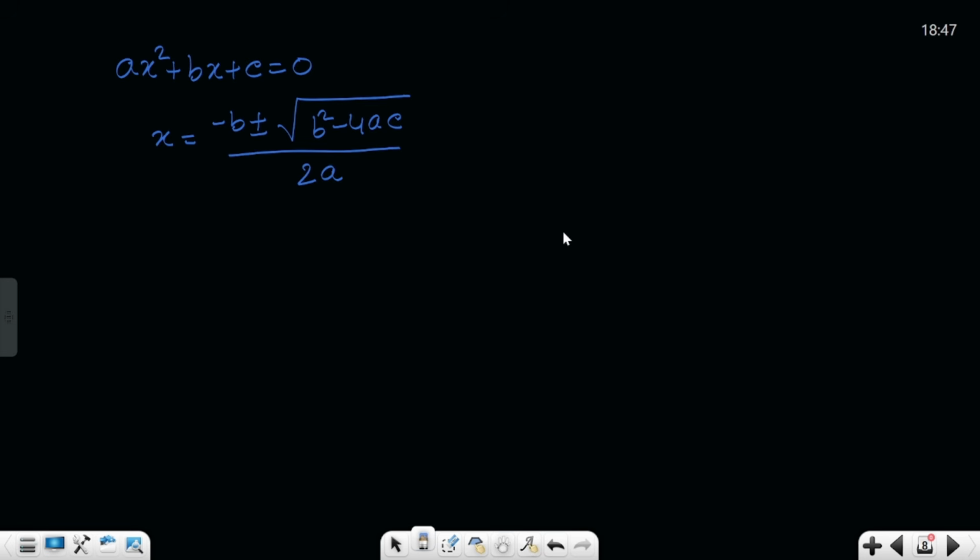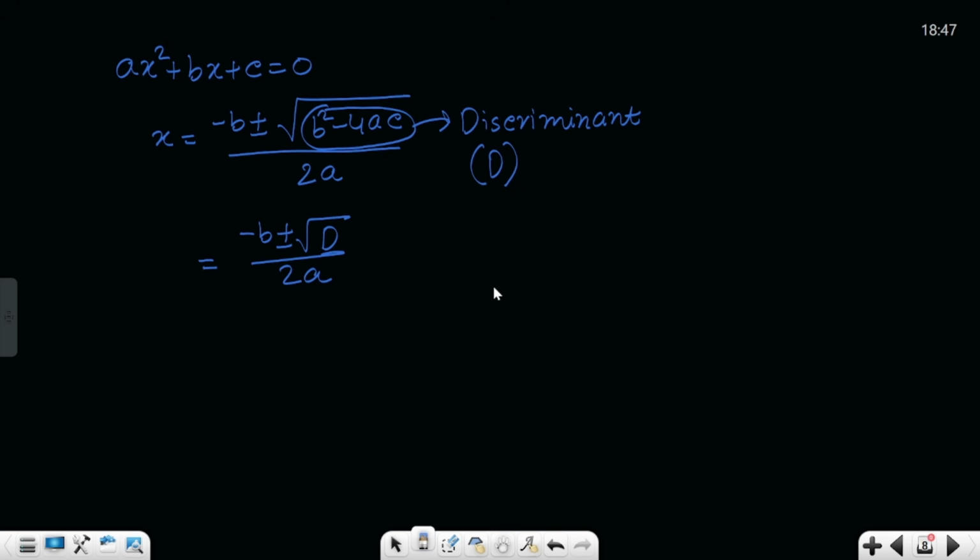Now, see here. This b square minus 4ac part is called the discriminant, and this is denoted by capital D. So you can say that x is equal to minus b plus minus root d by 2a. This is also correct.